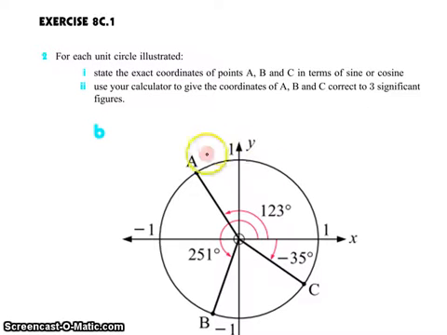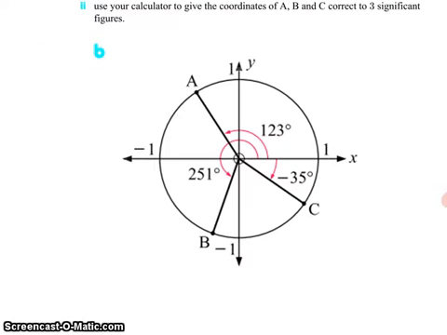In this question we're given some circles, and we're asked to state the exact coordinates of points A, B, and C in terms of sine or cosine. And we're also asked to use the calculator to give the values of the coordinates A, B, and C correct to three significant figures. Right, so this is really all about what sine and cosine mean in a circle.